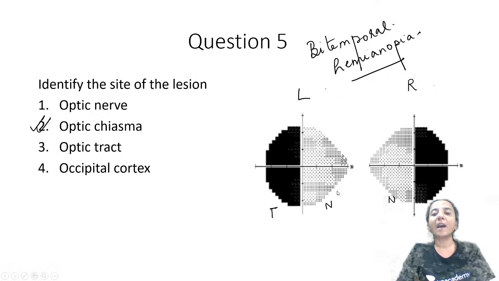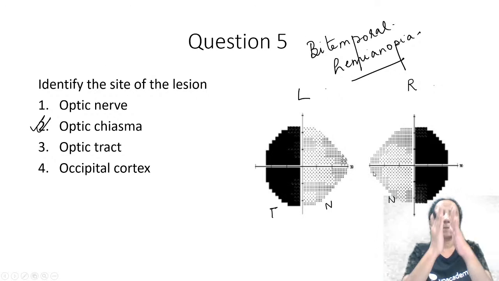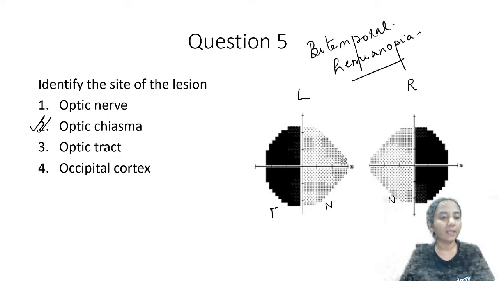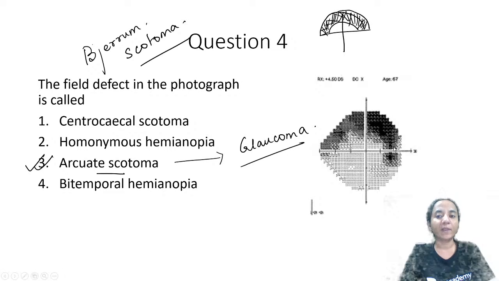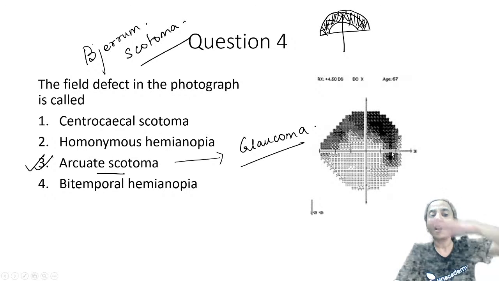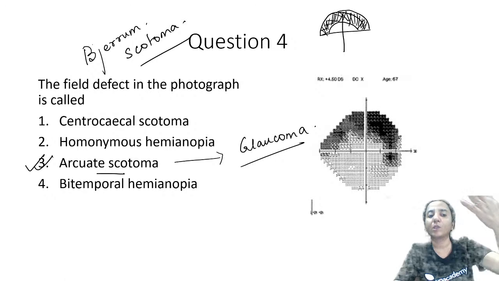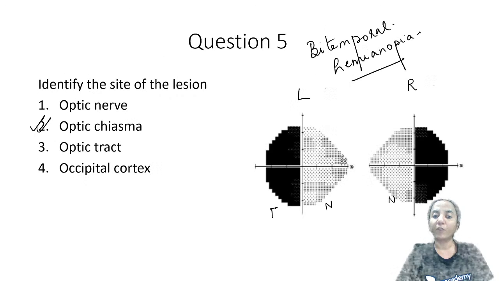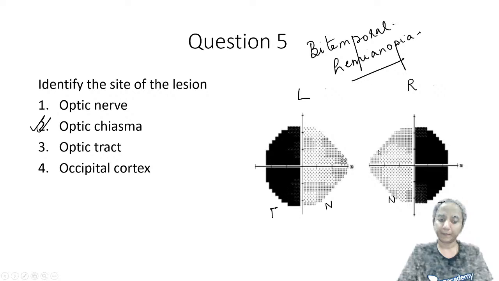Okay, so these are neurological field defects. See, these field defects are respecting the vertical meridian. They are located on one side of the vertical meridian. Whereas in the previous question, the field defect that I showed you was respecting the horizontal meridian. So it was on one side of the horizontal meridian. So this is a glaucomatous field defect, which respects the horizontal meridian, whereas your neurological field defects respect the vertical meridian, as in this case.